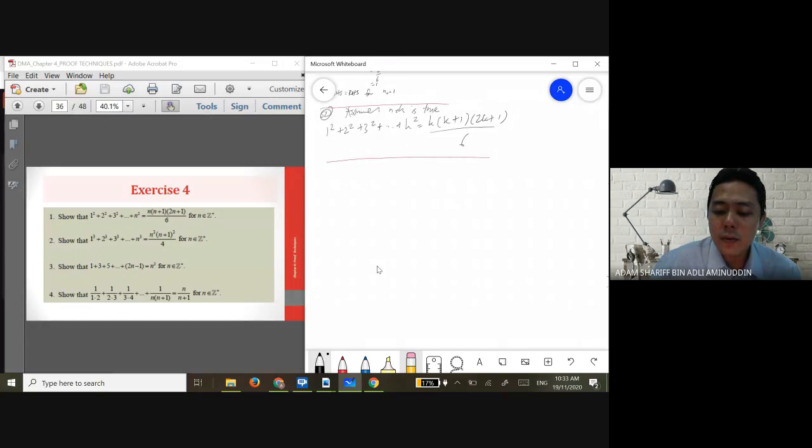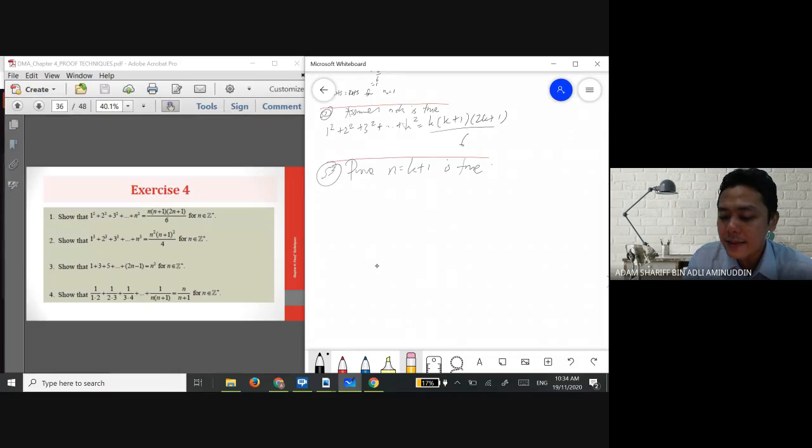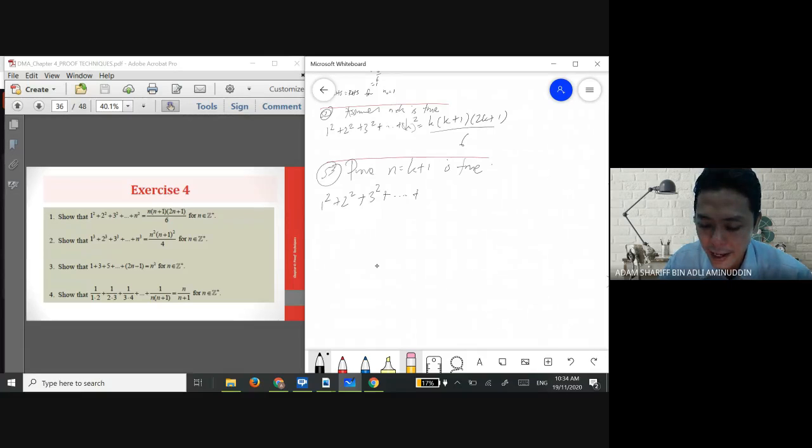How to apply step 3? Step 3, you need to prove n equals to k plus 1 is true. Okay, right now by using step 2, you dah tengok dah compare kat atas ni. Kalau atas is k squared, bawah dia jadi apa? Saya suka tengok dia sebagai panduan. 1 squared plus 2 squared plus 3 squared plus okay, you will arrive first at k squared.